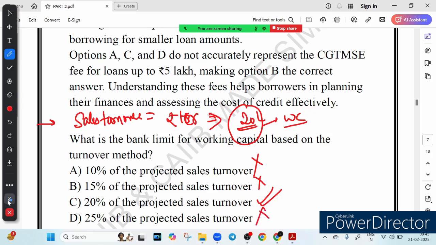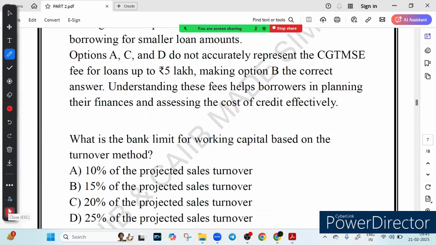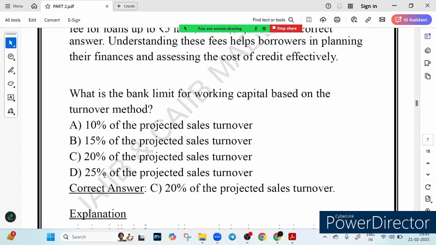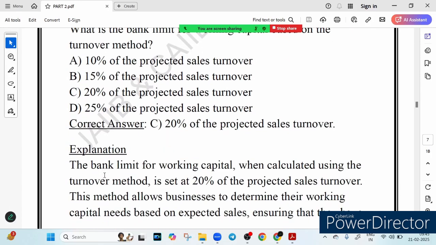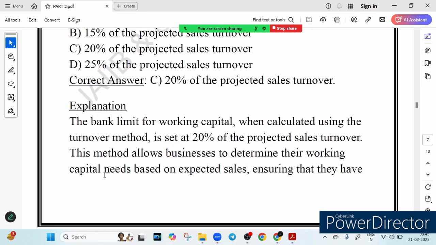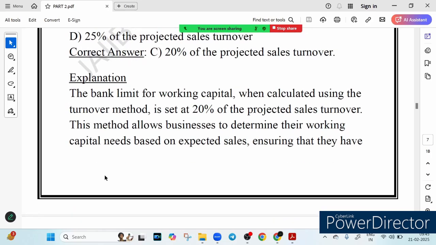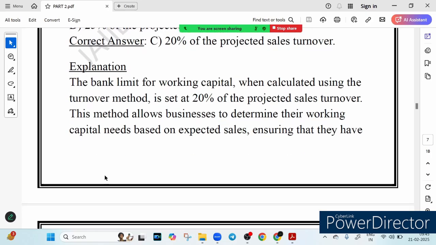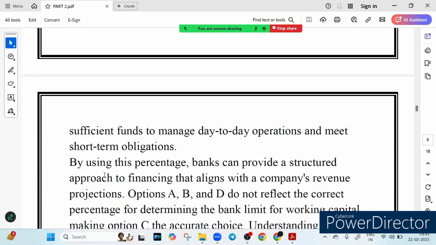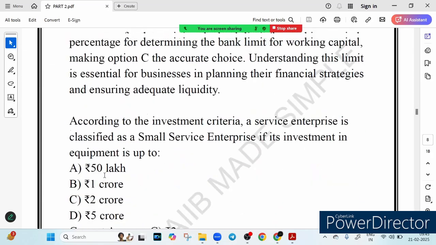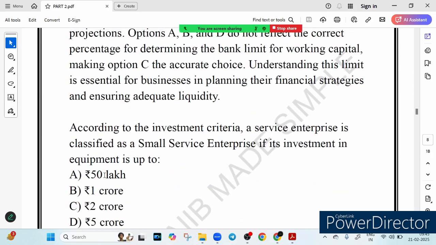So what we learn from this question? We learn from this question is that turnover method, in this turnover method, bank provide 20% of the projected sales turnover as a working capital. It helps business manage daily expense like salaries, raw material and operation. If projected sale is 1 crore, so working capital limit is 20 lakh. So I hope this make the concept clear, right? Now let's see the next one.